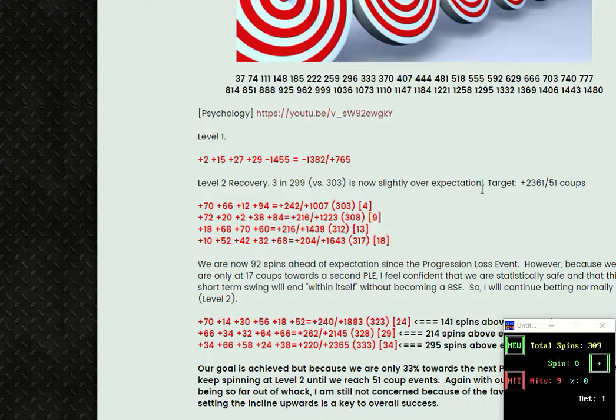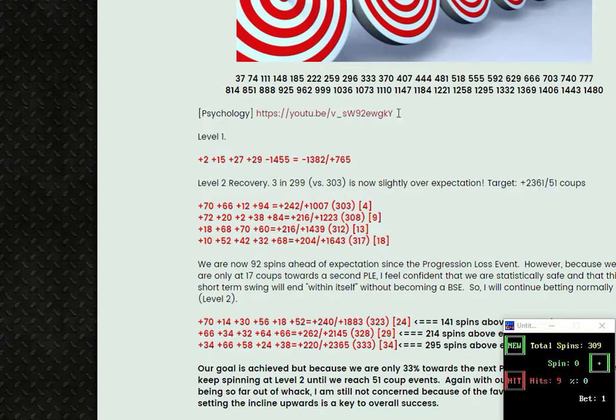No problem. And what happens? We have 3 and 299. Slightly over expectation, so this is good. This means the PLE ratio, the progression loss event ratio, is slightly over expectation because why? Three progression losses should occur in 101 times 3, which is 303. But we're at 299. So you see we're a little bit better. So that's like a clean slate.